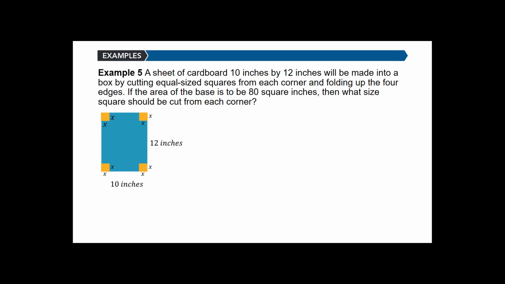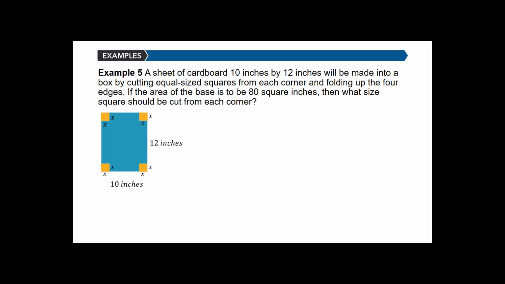Example 5 gives us a sheet of cardboard 10 inches by 12 inches that will be made into a box by cutting equal-sized squares from each corner and folding up the 4 edges. If the area of the base is to be 80 square inches, then what size squares should be cut from each corner? So we have a diagram on the screen that shows this piece of cardboard, a rectangular shape, that has a length and width of 10 inches and 12 inches.